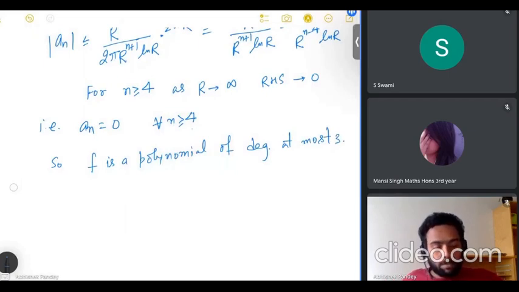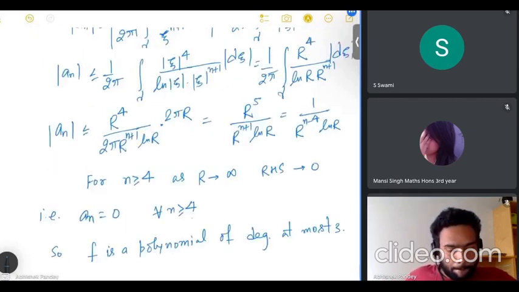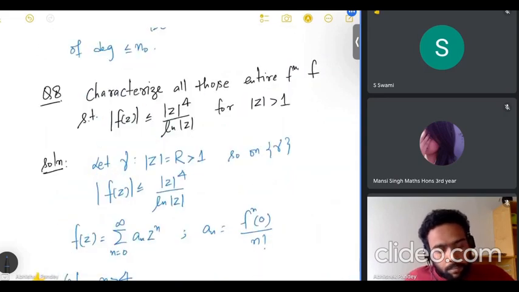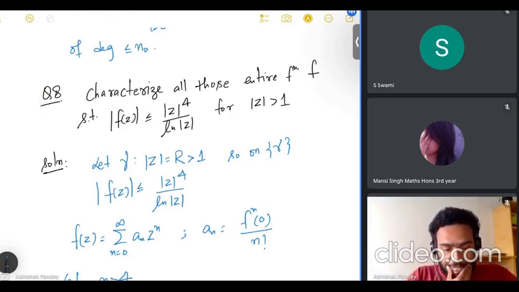So we are done with today's assignment. Is this clear? So these are the only entire functions, which are polynomials. The characterization is polynomials of degree less than or equal to 3, nothing else.